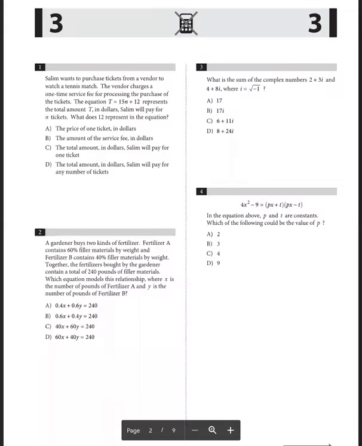Number 1. Salim wants to purchase tickets from a vendor to watch a tennis match. The vendor charges a one-time service fee for processing the purchase of the tickets. The equation T is equal to 15N plus 12 represents the total amount T in dollars Salim will pay for N tickets. What does the 12 represent in this equation?